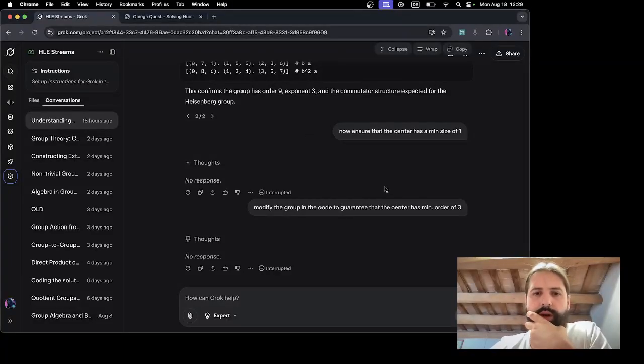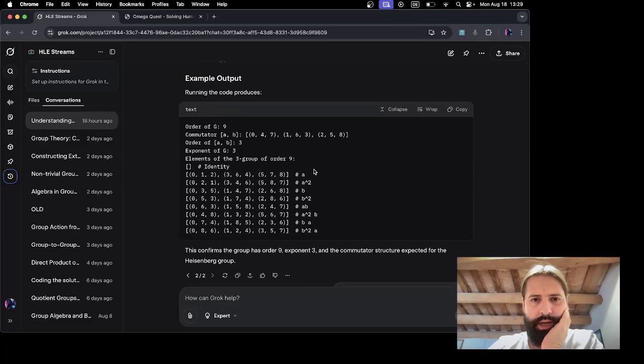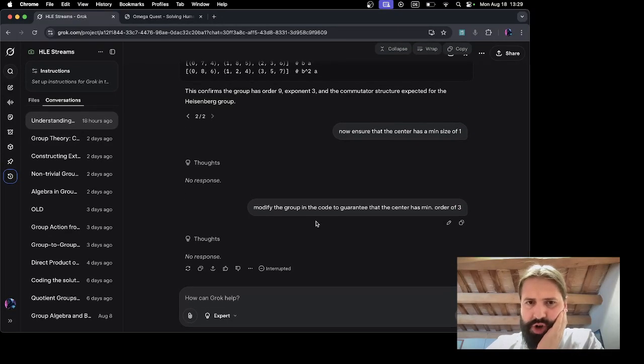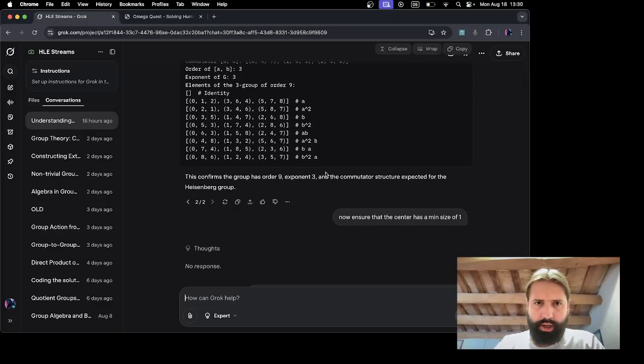Okay, so we were back here trying to build that group with the extra thing. Yeah, with the exponent constraint. Did I interrupt this? I don't know. I don't remember. But yeah, let's.